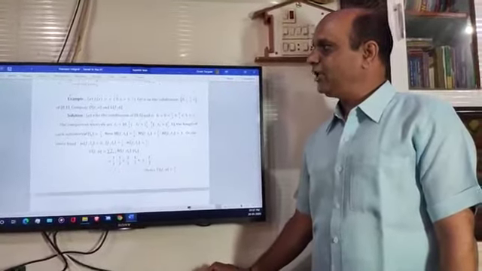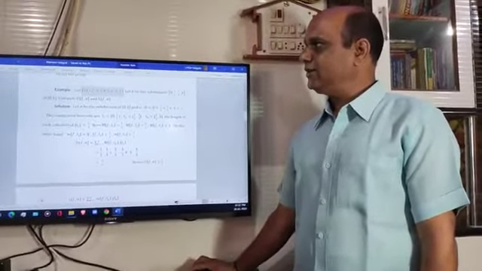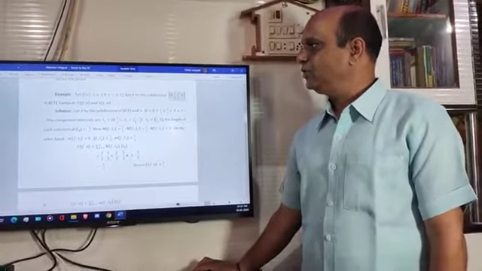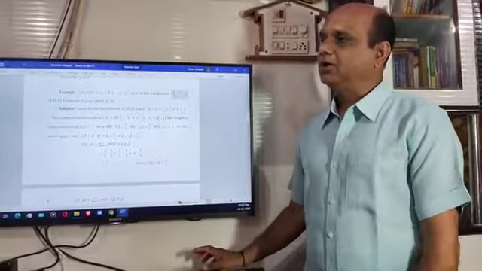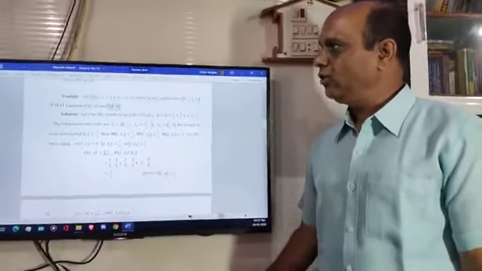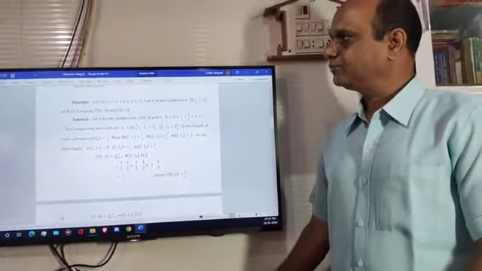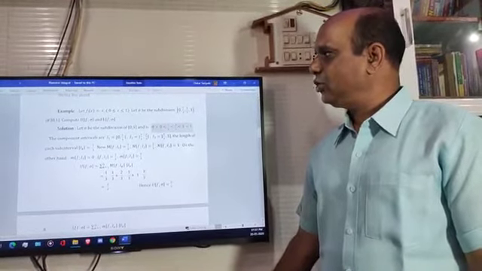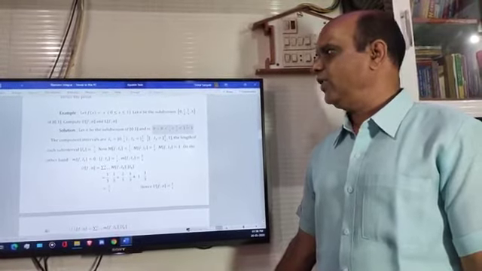Here we define the function f of x as f of x equal to x, where 0 is less than or equal to x is less than or equal to 1. Let sigma be the subdivision, the set 0, 1 by 3, 2 by 3, 1, of the closed bounded interval 0, 1. Then we have to compute the upper sum and lower sum for the function f corresponding to this subdivision. Now, this is clearly a subdivision, because here 0 is less than 1 by 3, is less than 2 by 3, is less than 1.